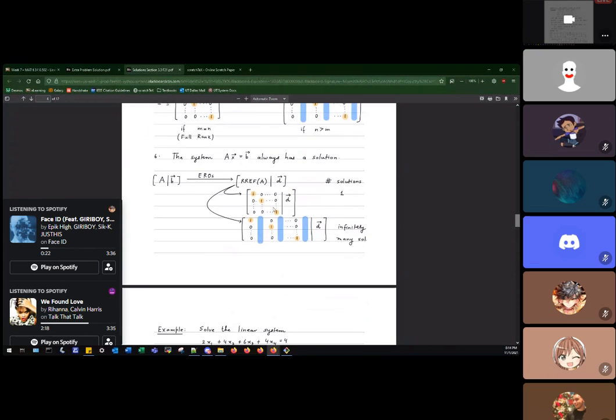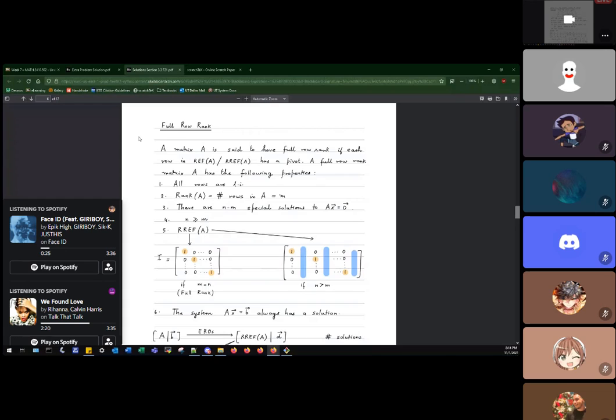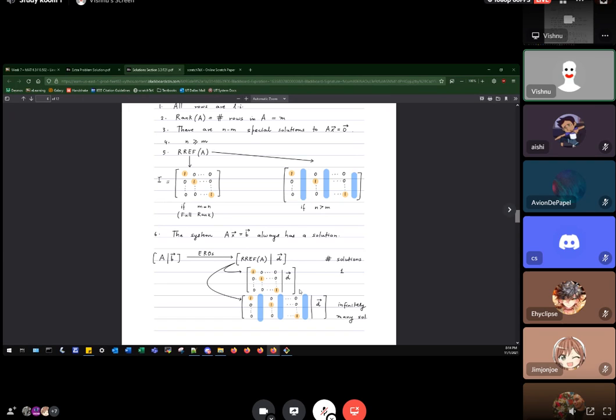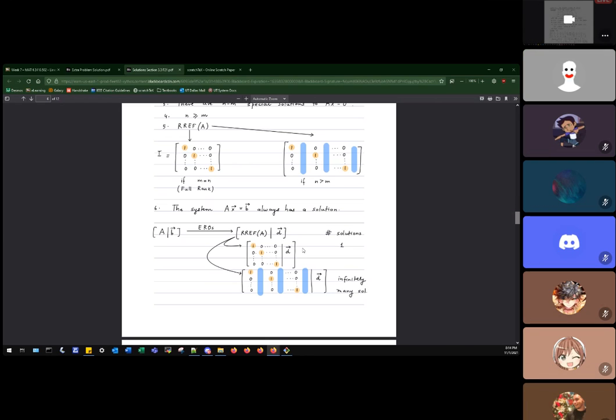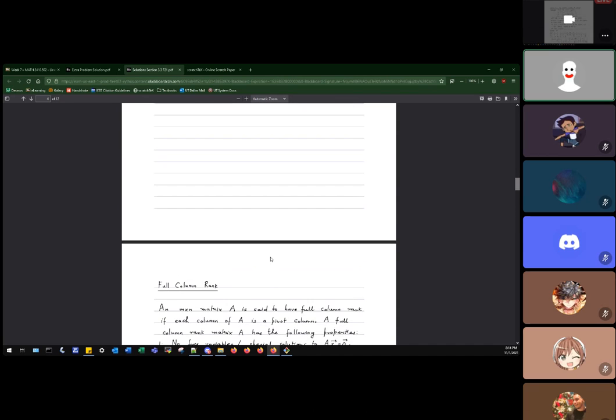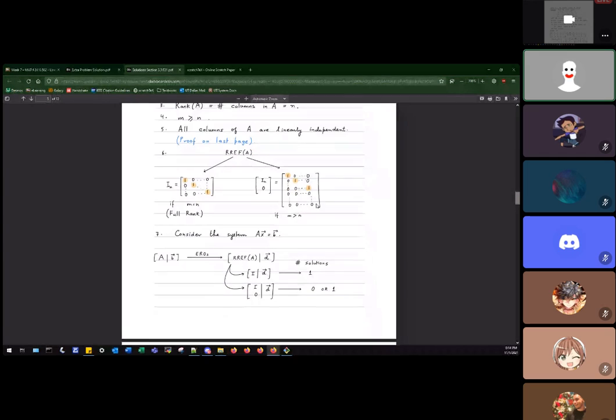One unique solution or infinitely many. Here, if the system has full row rank, then the number of solutions is exactly 1 if and only if the REF is exactly equal to the identity matrix. But for column rank, you can have, yeah, go ahead.